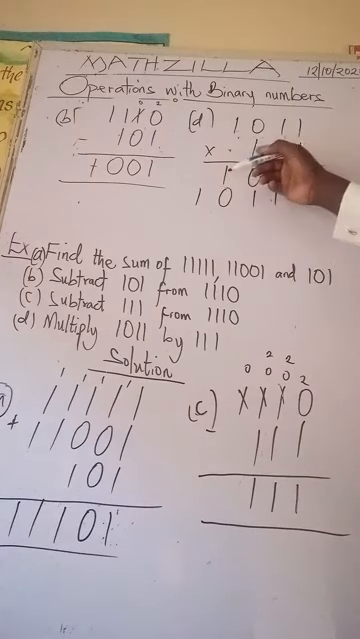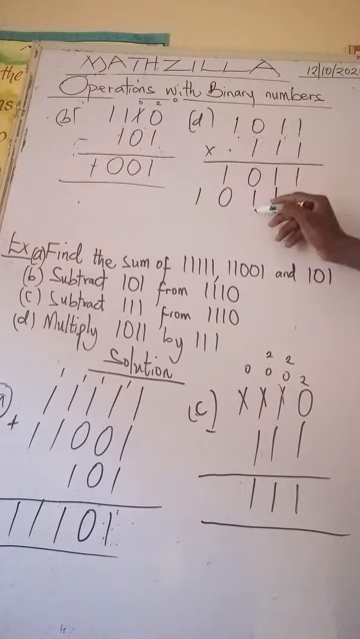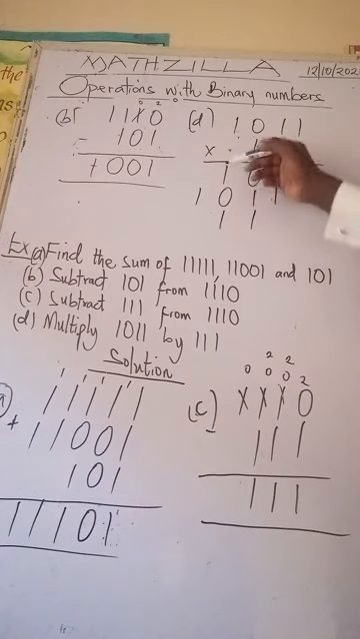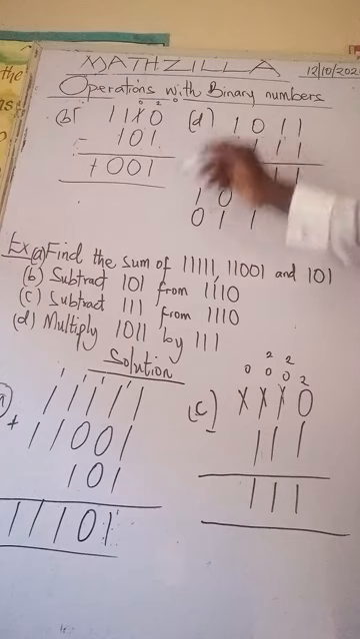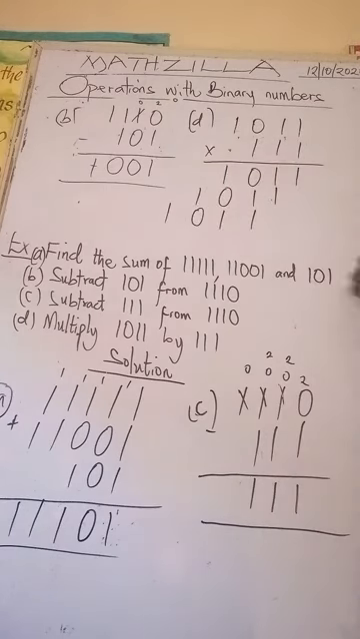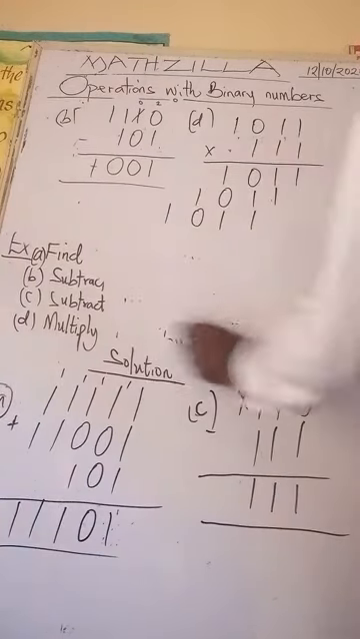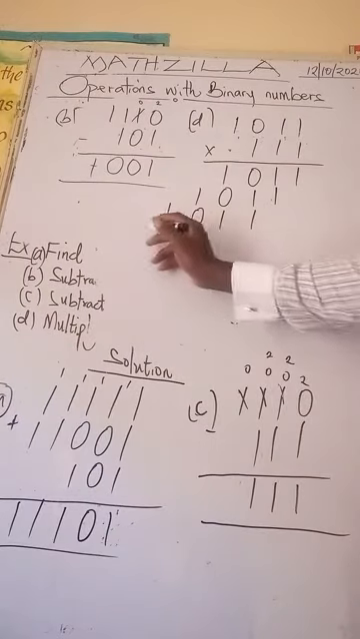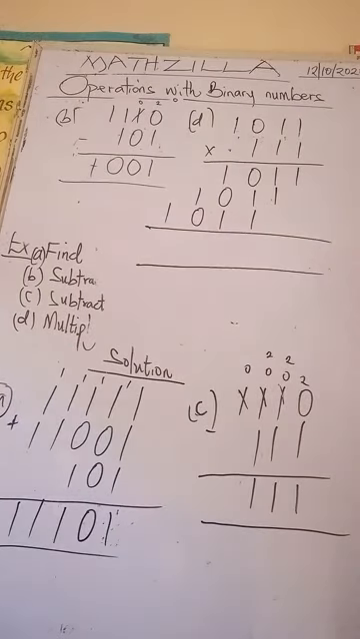Then the third step now. 1 times this one is 1. 1 times 1, 1. 1 times 0, 0. And 1 times 1 is 1. So we now add up. And we must follow the rule. Since we are adding, we follow the rule for addition.